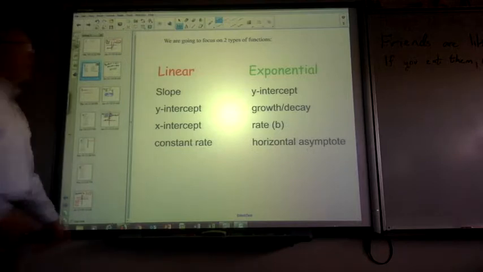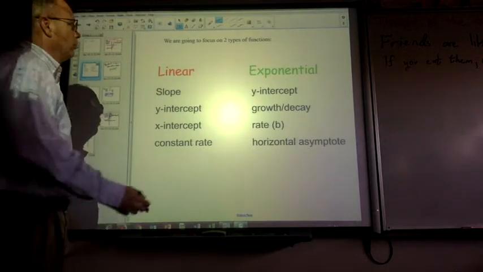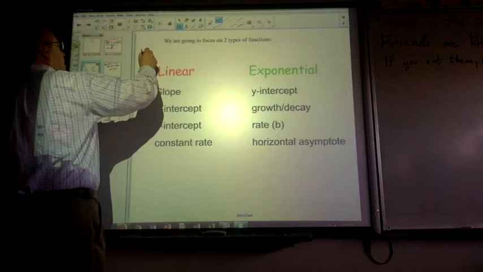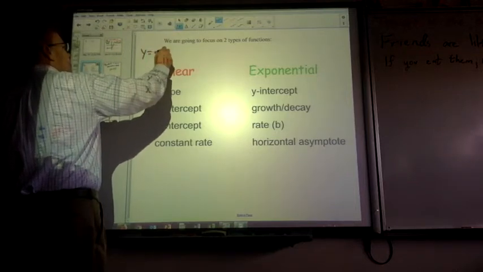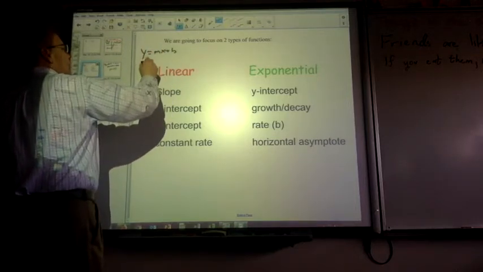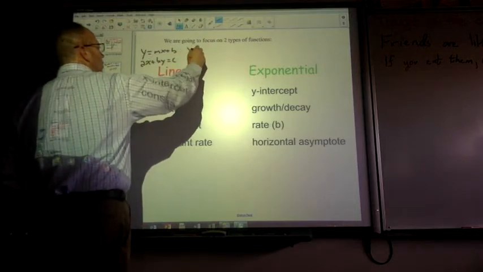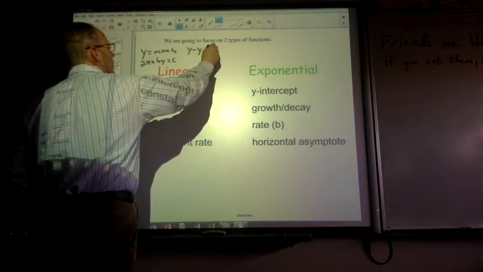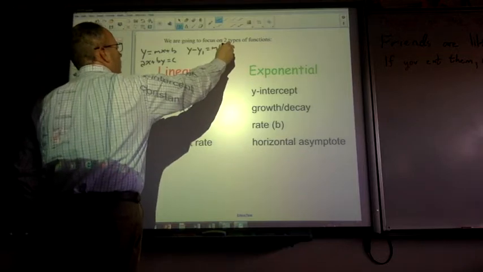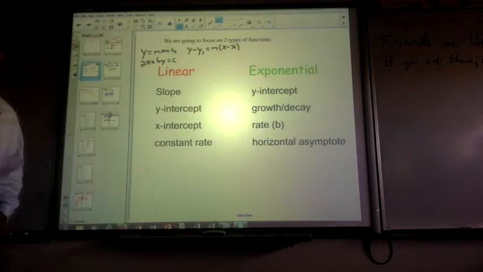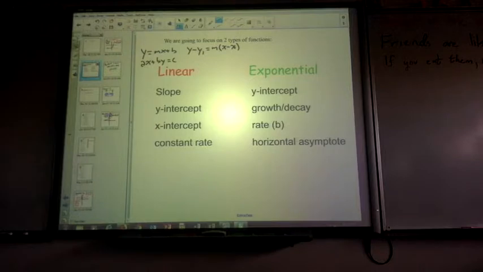So, last semester we talked about linear equations. Linear equations, you could have it in slope-intercept form, you could have it in standard form, or you could have it in point-slope form. Those are all the types of linear equations you can have. Of course, you could have x equals a number, which is a vertical line, or y equals a number, which is a horizontal line.